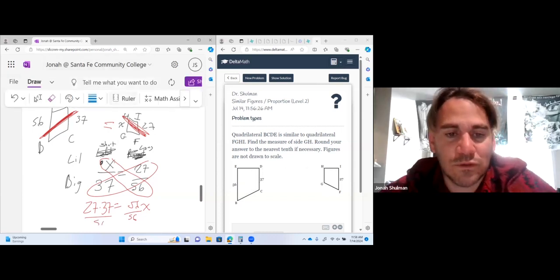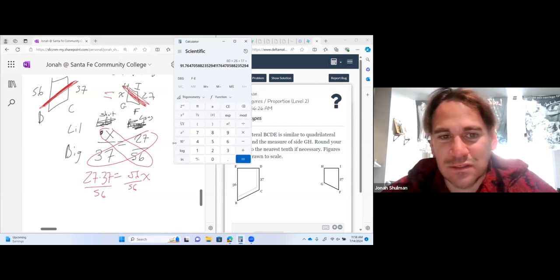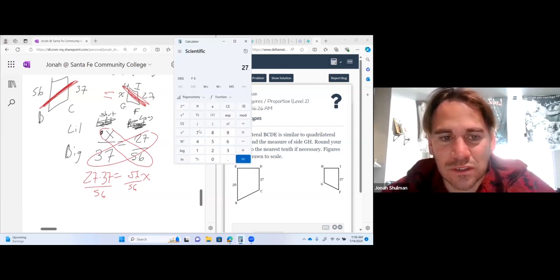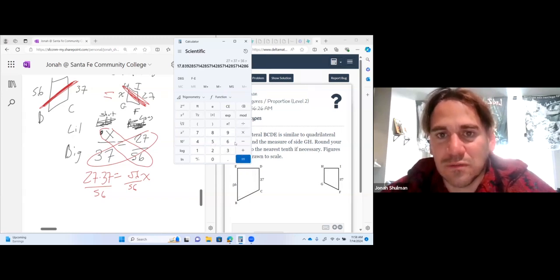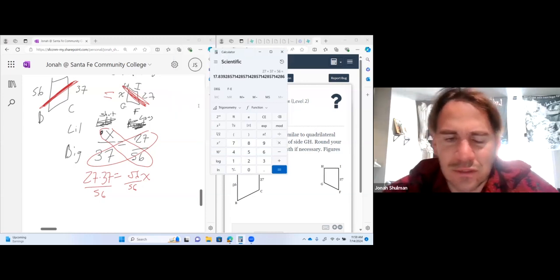So that's one way you can do the problem, obviously. But if you don't like the tables, you want to just draw the pictures with the lines through them, that's fine too. So 27 times 37 divided by 56. And then we can use estimation, right? Because we want the nearest what? What do we want here? We want the nearest 10th. Okay, so we got 17.83.